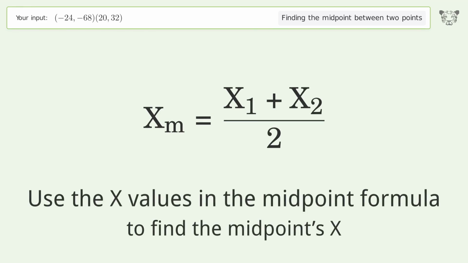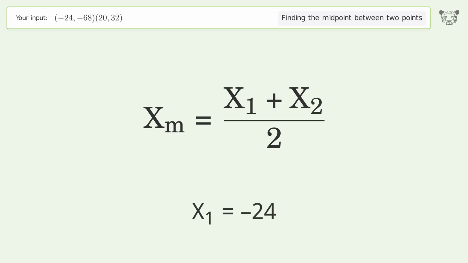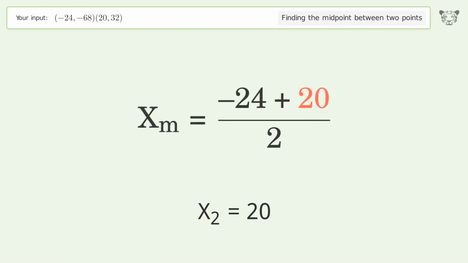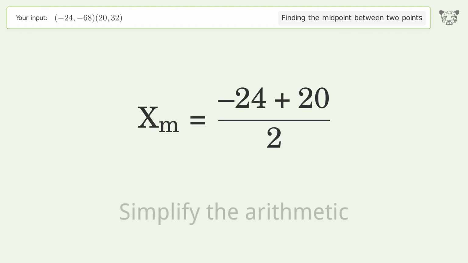Use the x values in the midpoint formula to find the midpoint's x. x1 equals -24. x2 equals 20. Simplify the arithmetic.